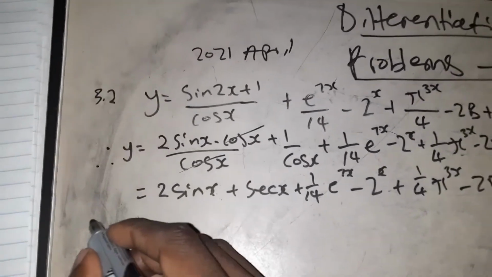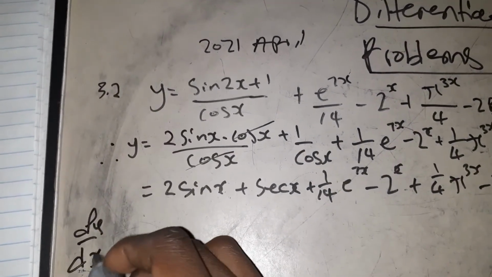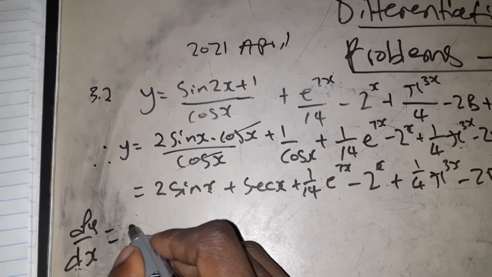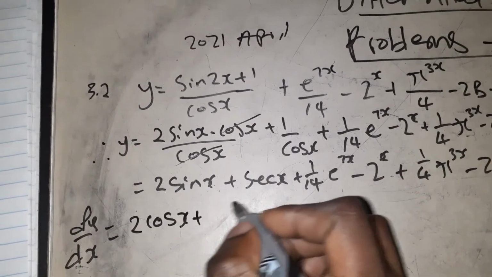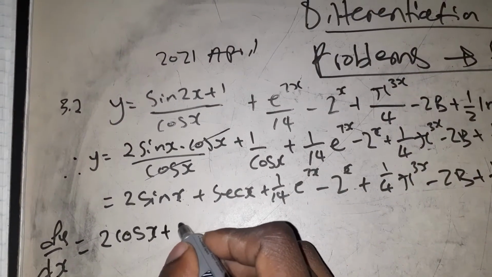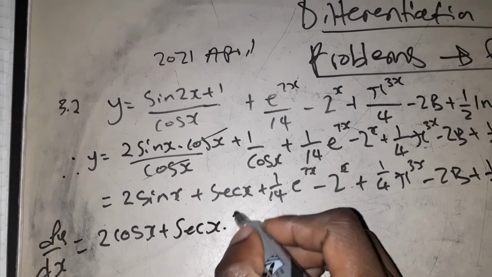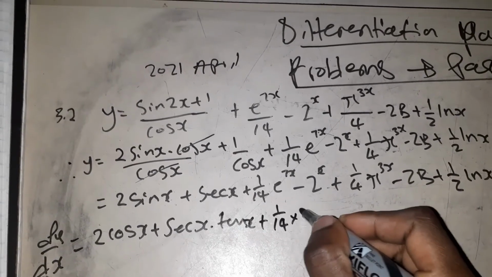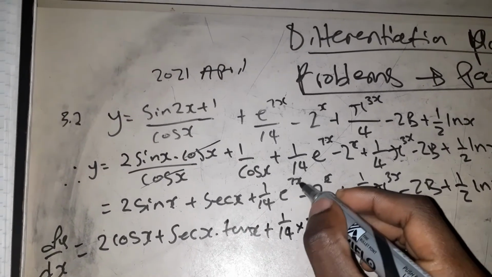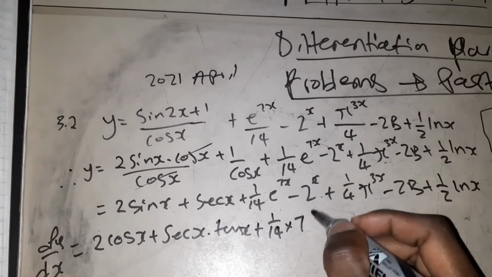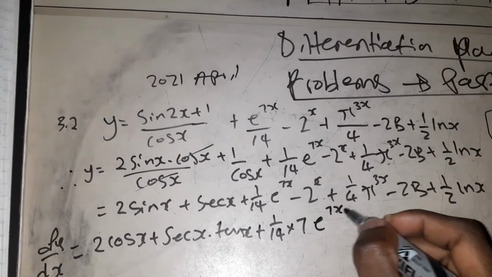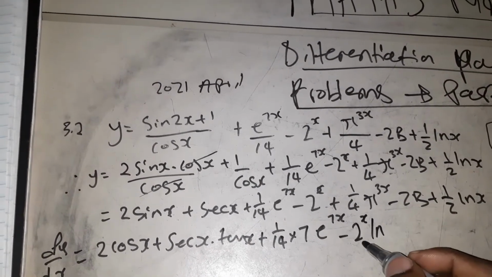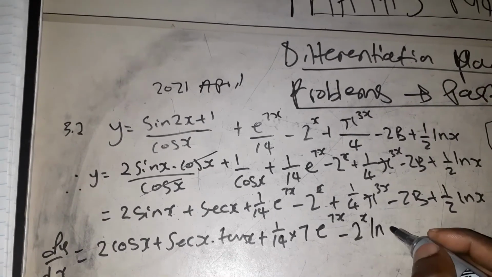Oh, it's going to be a long one, so let's write it here. dy over dx is equal to the derivative of sine, which is cos, so we'll have 2 cos of x plus the derivative of secant x, which is secant x multiplied by tan of x. Then we'll have plus 1 over 14, then multiply by the derivative of f of x. So f of x is 7x, then the derivative will be 7. So then e to the power of 7x, then minus 2 to the power of x, then ln of a. Your a is 2. So we'll say ln of 2.